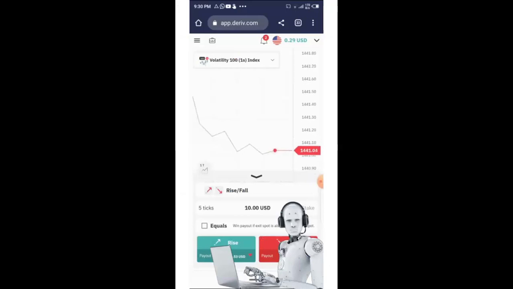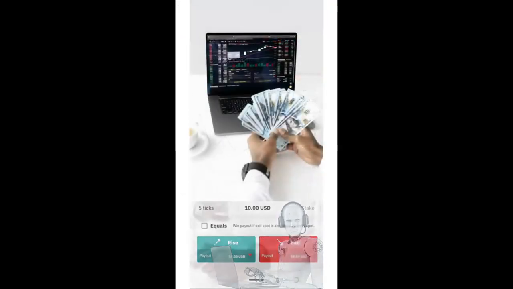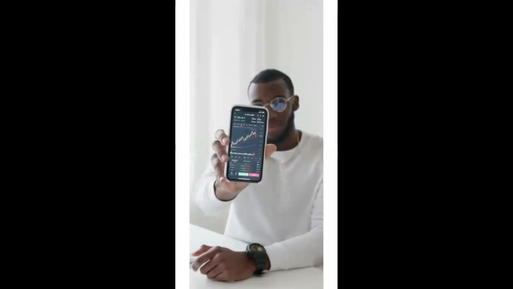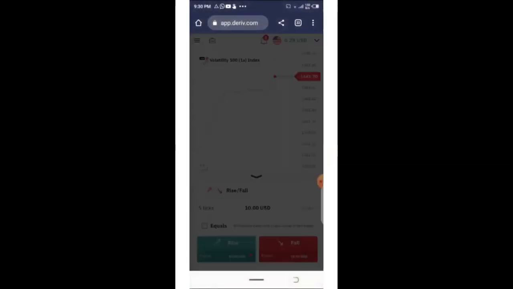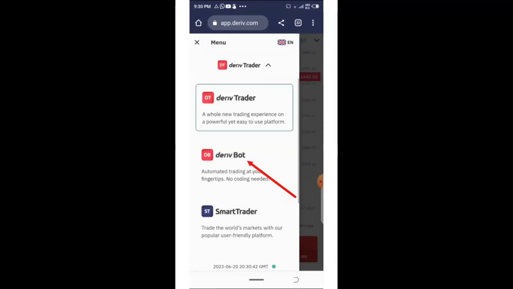This Deriv bot can trade on a small account balance and make 100% profits within 2 minutes. All you have to do is connect the bot to your Deriv account and allow it to trade automatically. Let me show you now.